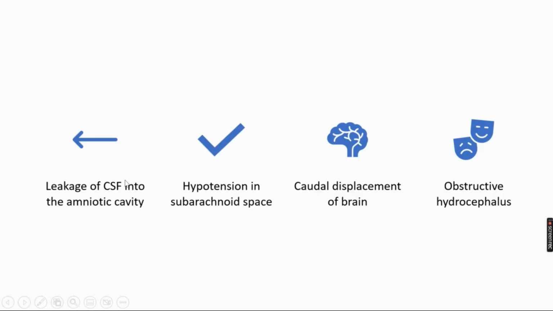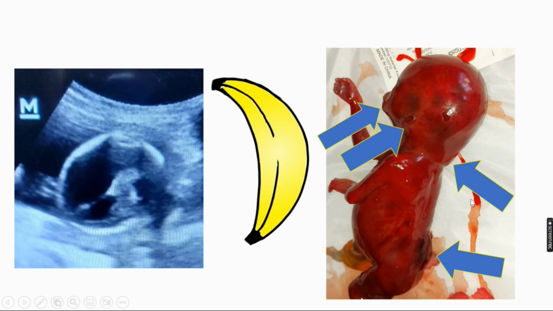Because of the open spina bifida, CSF would leak into the amniotic cavity, and that will lead to hypotension in the subarachnoid space. This will lead to caudal displacement of the brain and obstructive hydrocephalus, as is seen here. So this is obstructive hydrocephalus, and this, although not a good view, is the banana sign of Chiari II malformation.